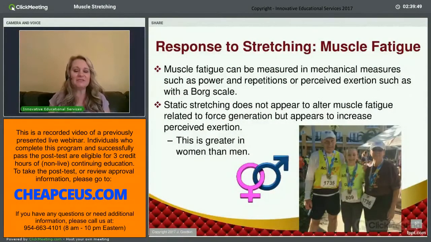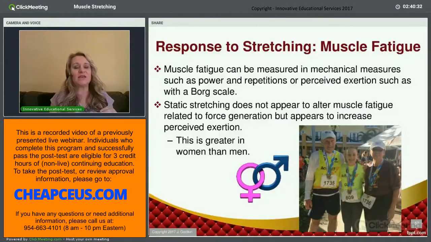Muscle fatigue is the next aspect to consider. When we look at muscles, considering the fact that they need to have endurance for participation in function, we can look at the number of repetitions that a muscle can perform to give us a sense of endurance. We can look at the power that it can sustain. And then we can also look at exertion scales, such as the Borg scale, where a patient's going to rate how hard they're working. What the research has found is static stretching really doesn't tend to change the amount of force or power that can be generated related to fatigue.